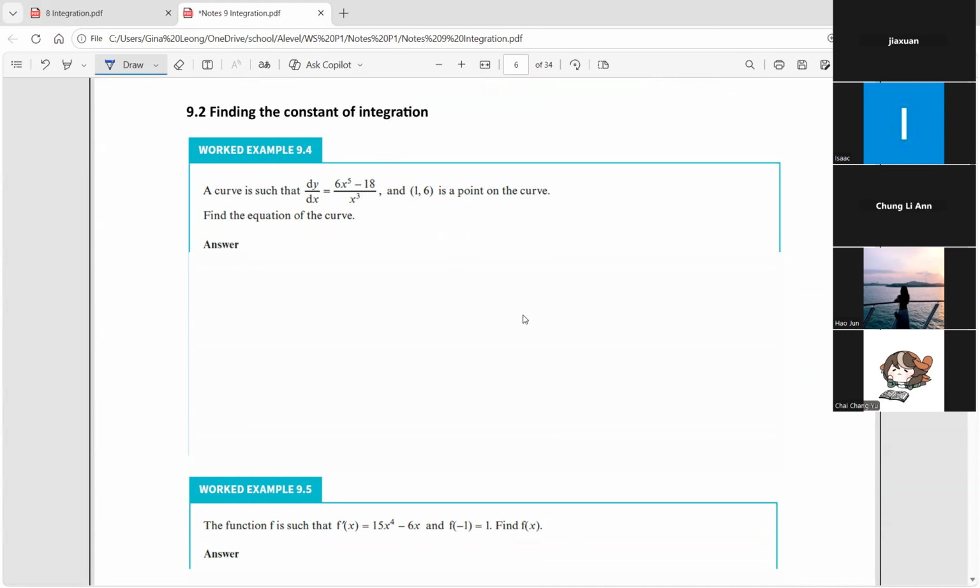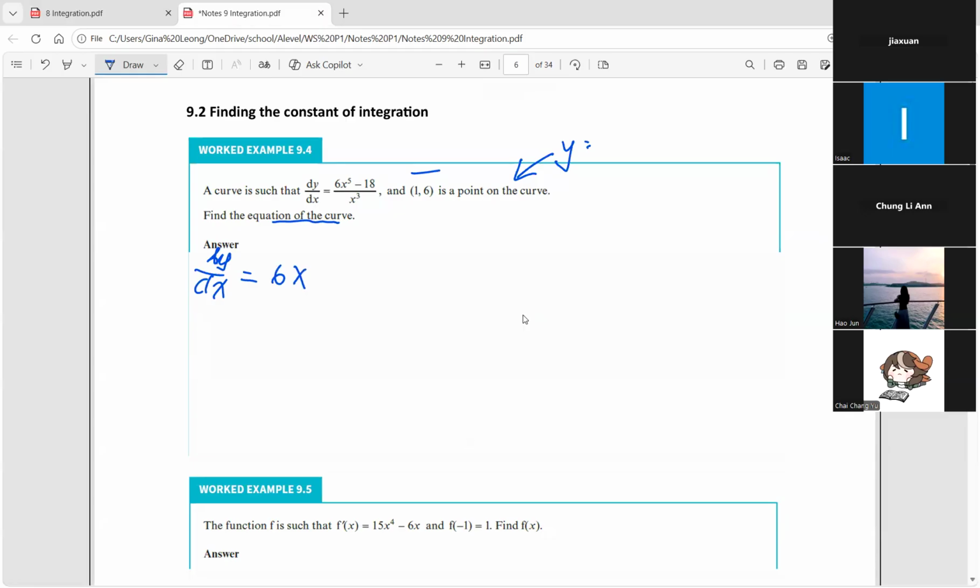Okay, now we go for this one. Because we know that integration is finding back the y, meaning that you can find back the equation of the curve. So what we have to do is the integration. But first I need to simplify this equation.